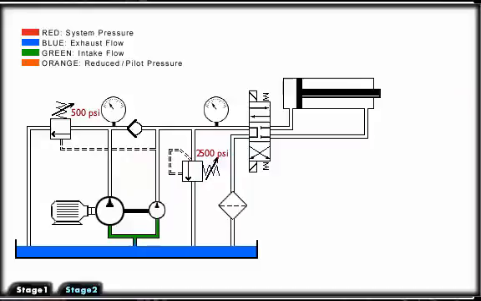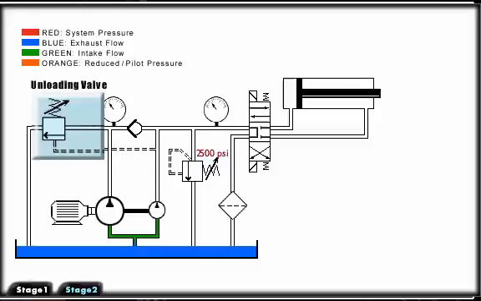Now let's examine more closely the components that make up this system. First, the unloading valve. This valve has been set at 500 psi. When the system pressure reaches 500 psi, this valve will open and allow the flow from the high-volume pump to go back to the tank at minimal pressure.